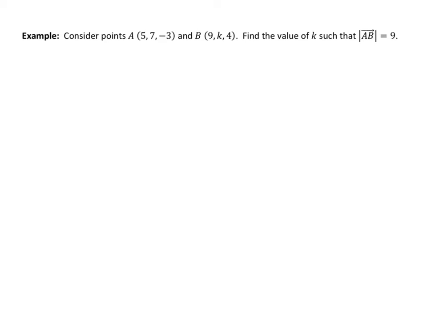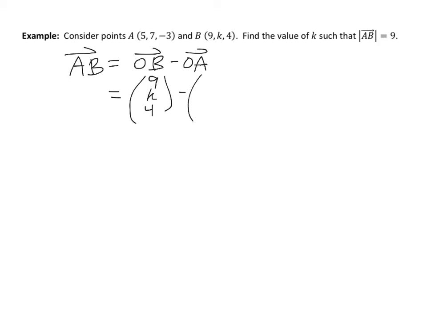So in the previous slide, we reviewed that you can always find any vector by doing the end point as a position vector minus the starting point as a position vector. So in our case here, we could say that OB is 9, K, 4 minus OA, which is 5, 7, negative 3. And that means that the vector AB would be 4, K minus 7, and 7. So indeed, it's a little bit hard to say exactly what AB is, but what we now have is an expression, so that the moment that somebody tells us what K is, we can plug it in and know what this thing is.